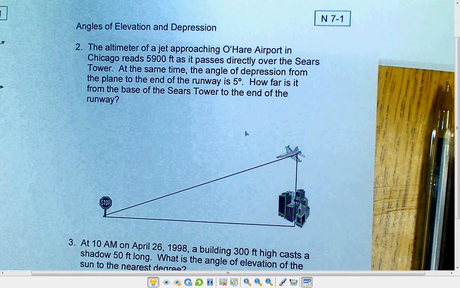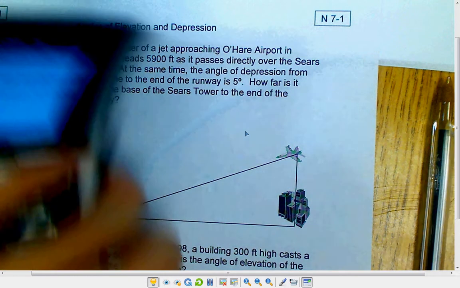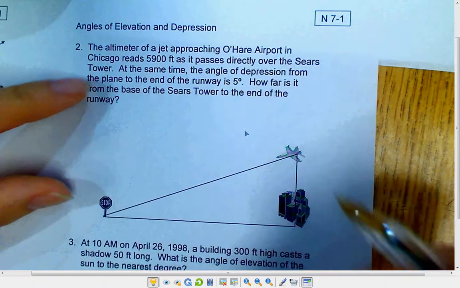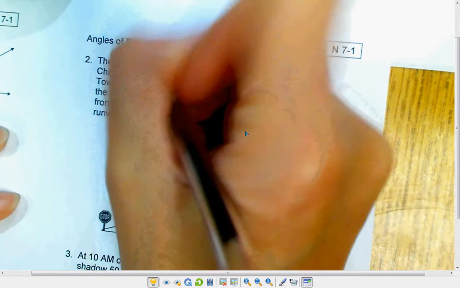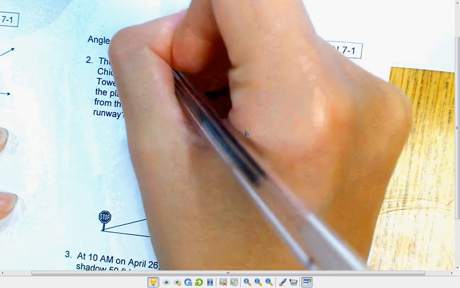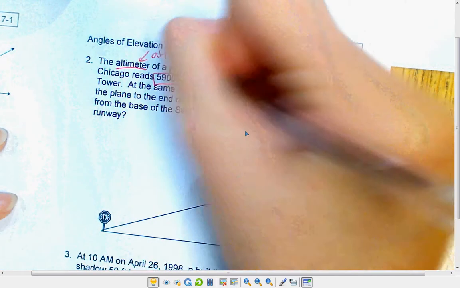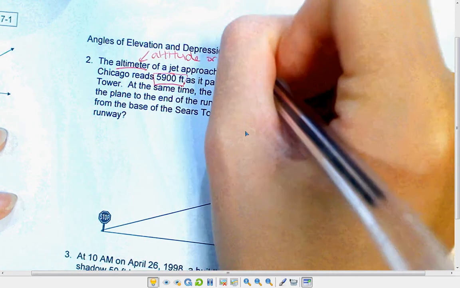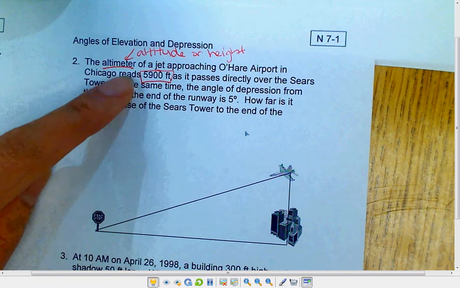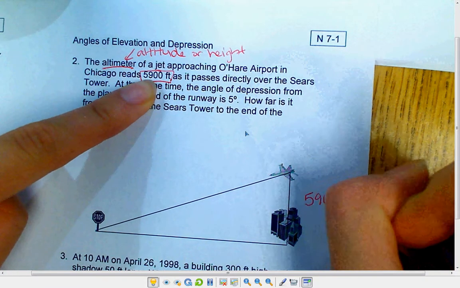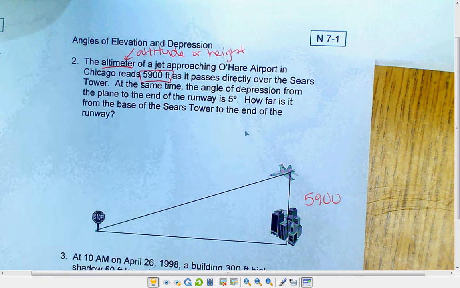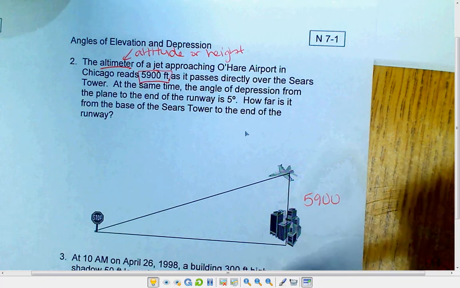So number 2 reads, the altimeter of a jet approaching O'Hare Airport in Chicago reads 5,900 feet. Altimeter measures the altitude, or the height, of a jet. So if I know that the altitude is 5,900, I can already label the height here. This is 5,900. As it passes directly over the Sears Tower.